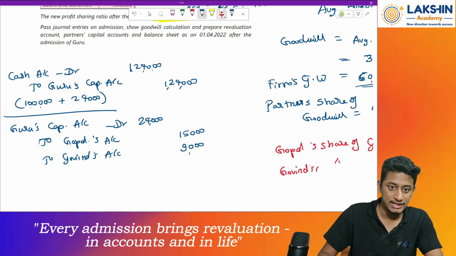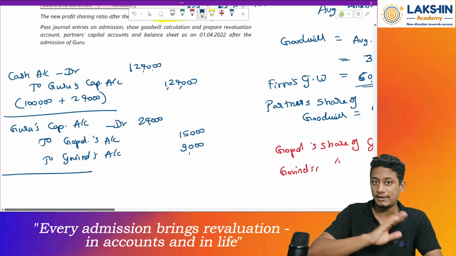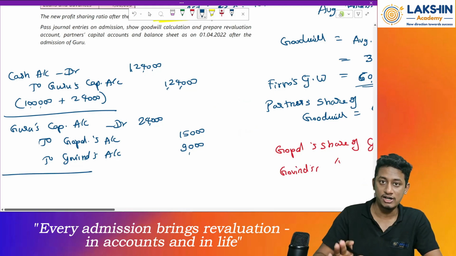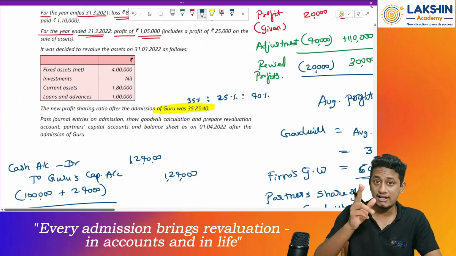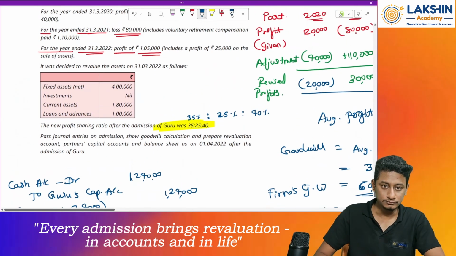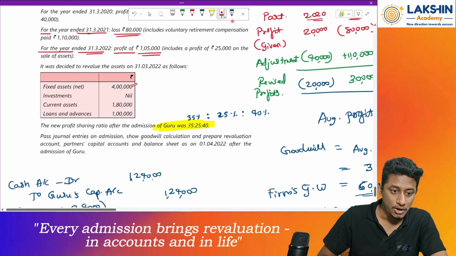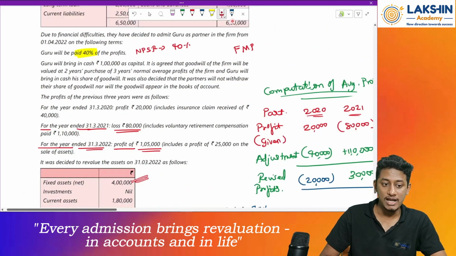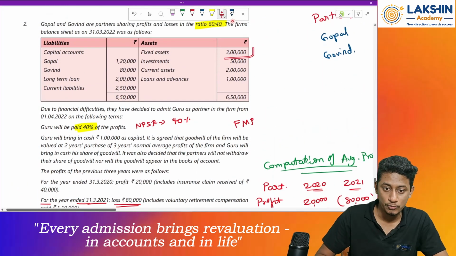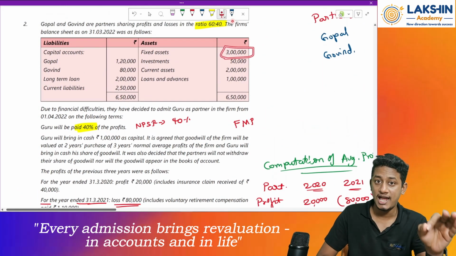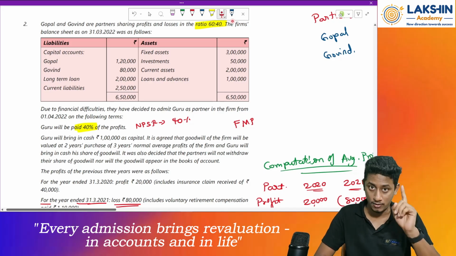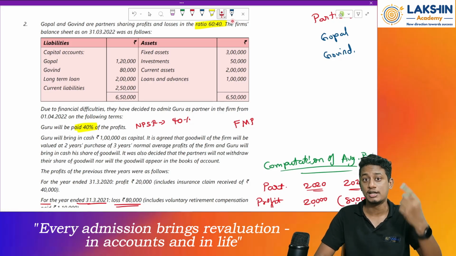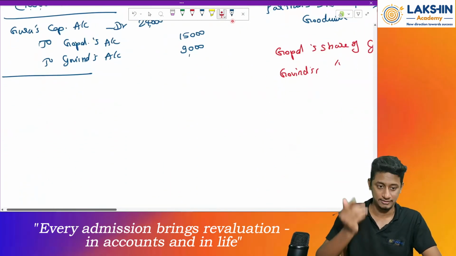Okay. Next what entries to pass? So capital goodwill entry is done. Guru's capital account entry is done. Next entry. Revaluation was there, right? Remember? Now go on. So fixed asset is valued at rupees what? 4 lakh rupees. So what is the actual value of fixed asset? Rupees 3 lakh. That means from rupees 3 lakh the value has increased to rupees 4 lakh. That means there is an increase.